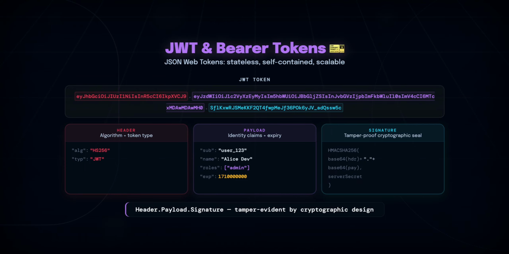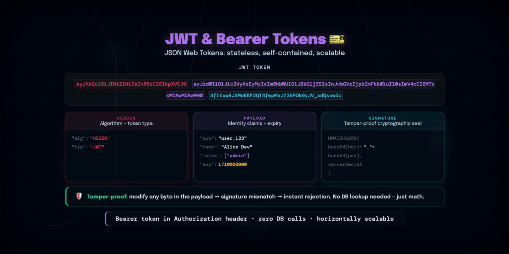Bearer tokens use JWT as the credential format. The client sends the full token in the authorization header with the prefix bearer.